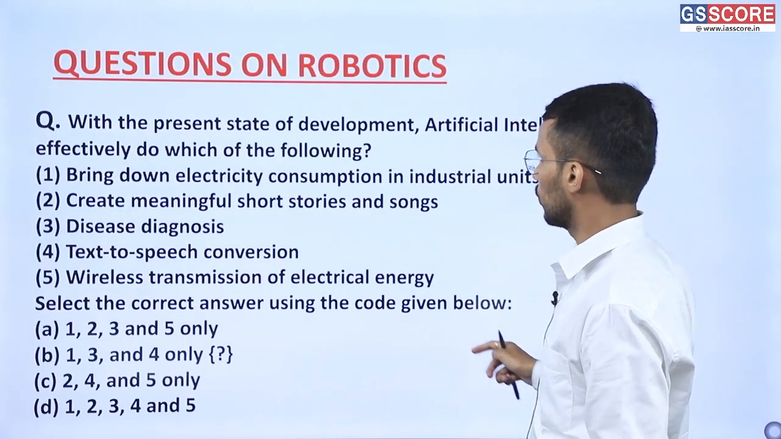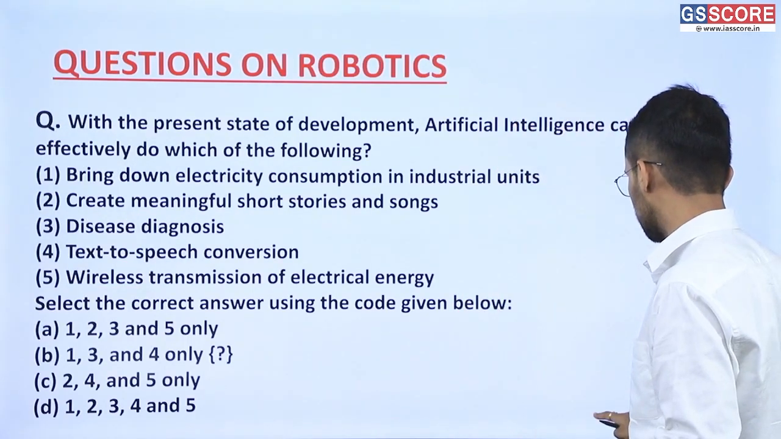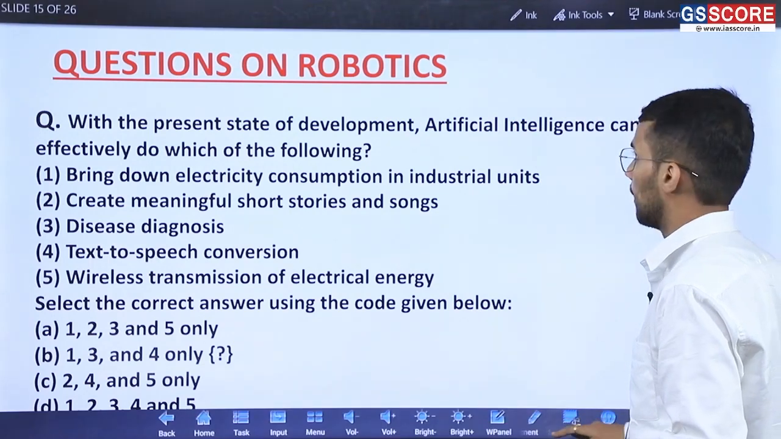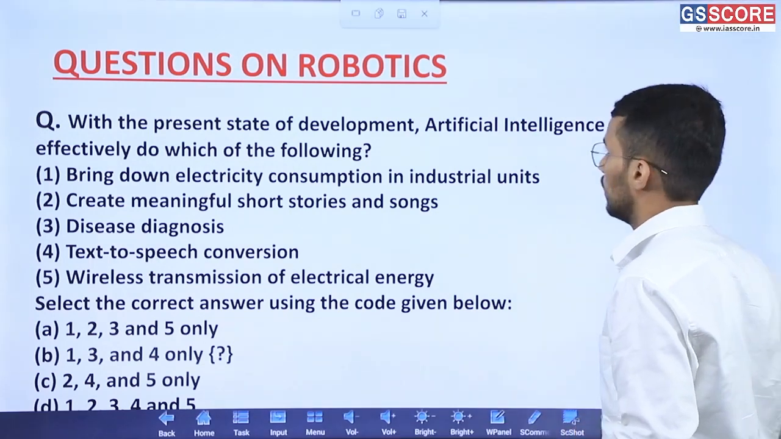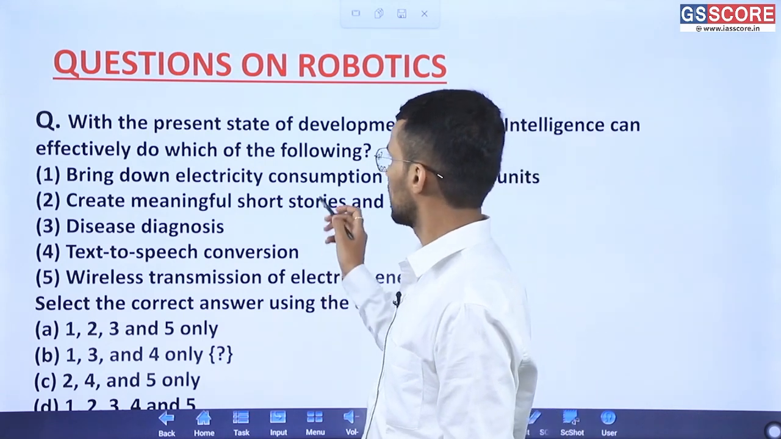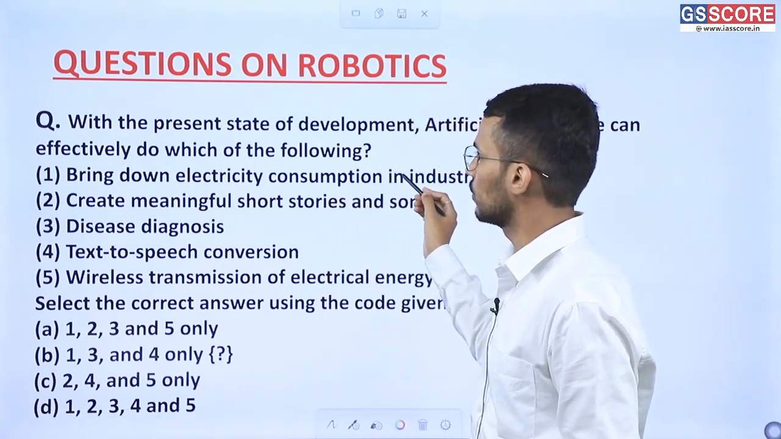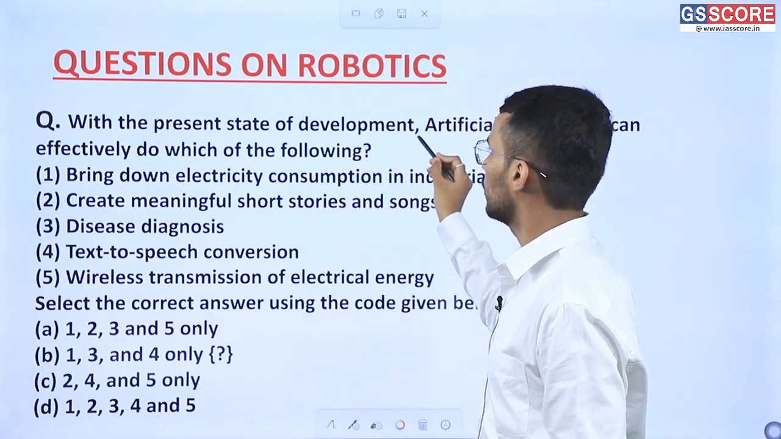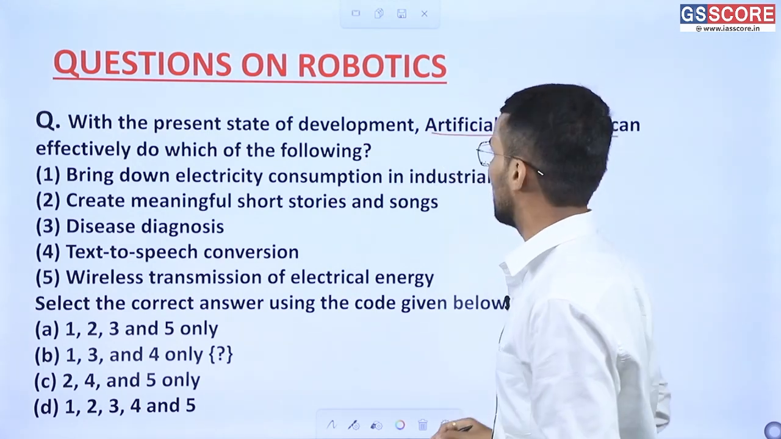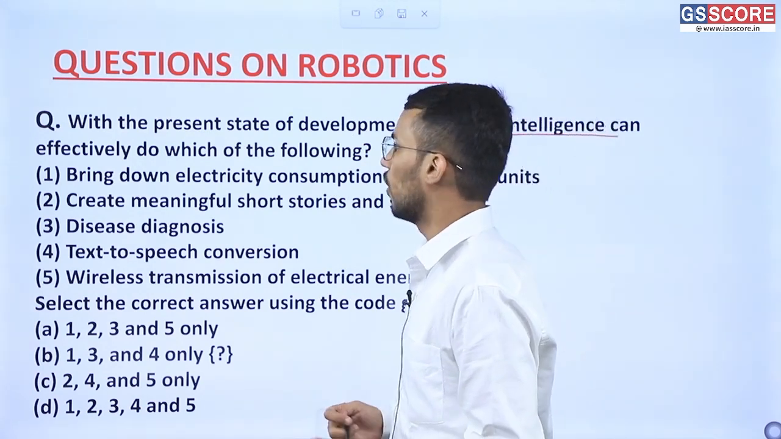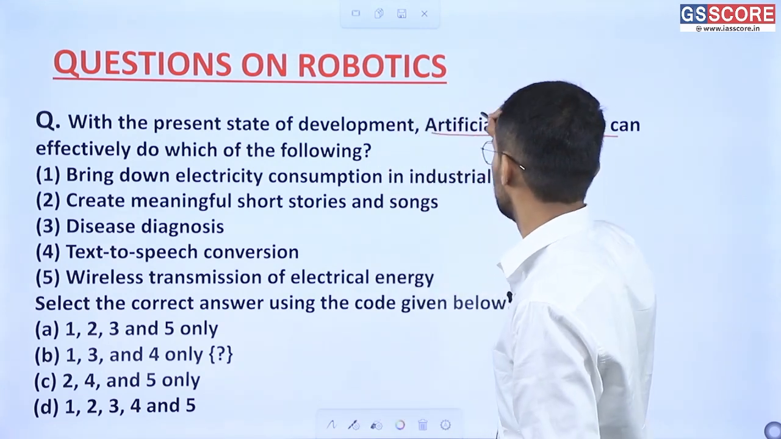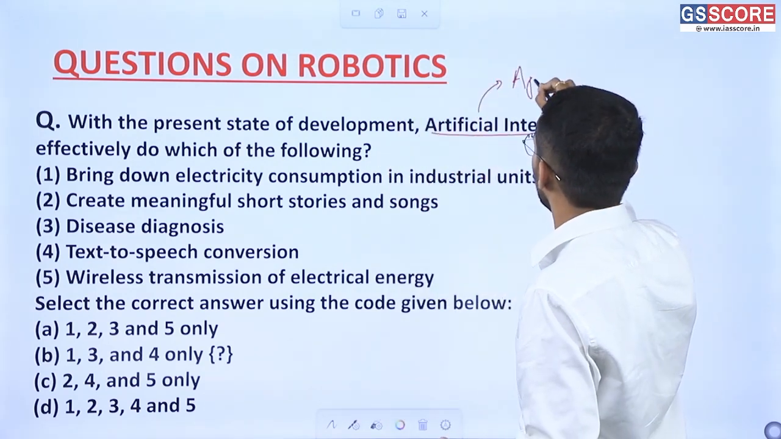Next, questions on robotics. This question was asked by UPSC in the prelims examination on AI. With the present state of development, AI can effectively do which of the following? Again, an application based question, applications of AI.